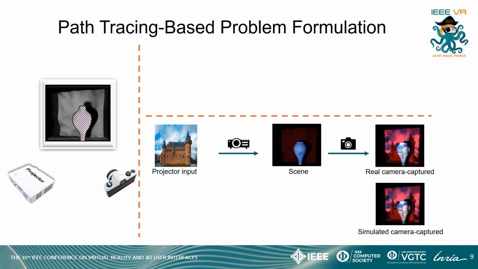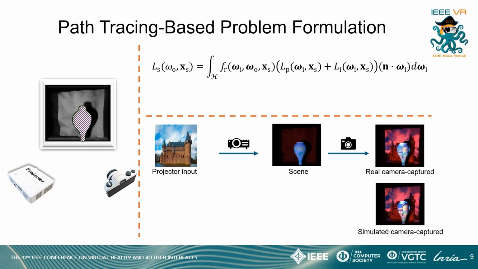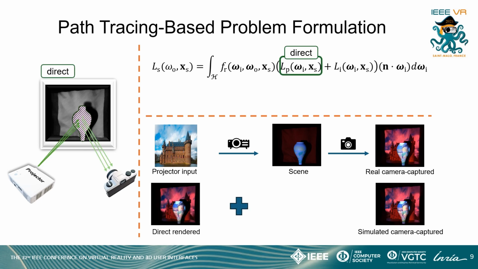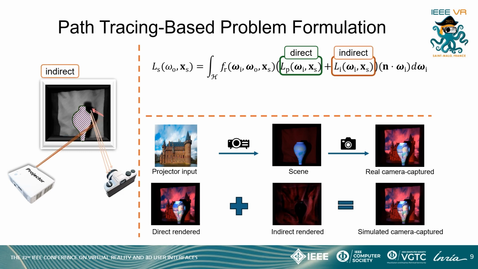Next, let's briefly review our solution: path tracing-based project and capture simulation. Assume that the scene contains only one projector acting as the light source. Instead of per pixel or neural network-based simulation, we can express the radiance at any point in the scene, whether emitted directly by the projector or reflected off surfaces, using the rendering equation. And here the direct illumination refers to the radiance captured by the camera after only one bounce. Indirect illumination is the radiance that reaches the camera after multiple bounces within the scene.